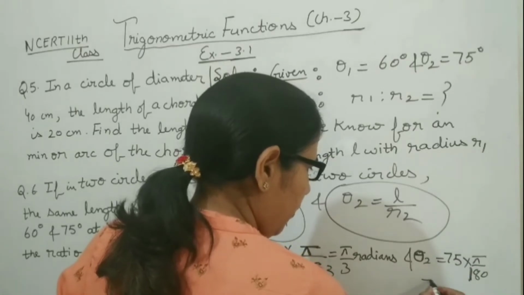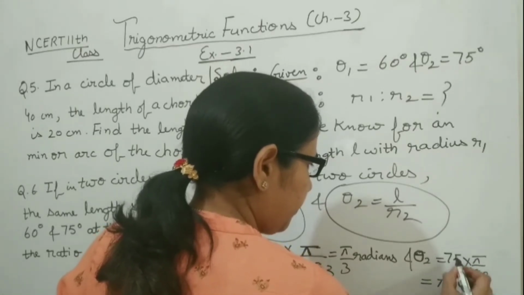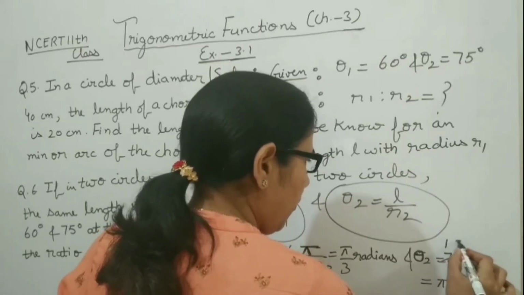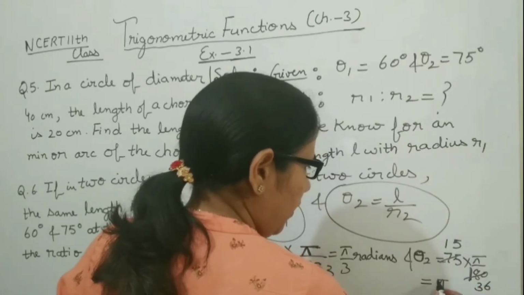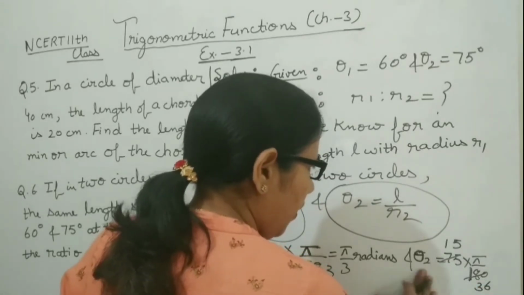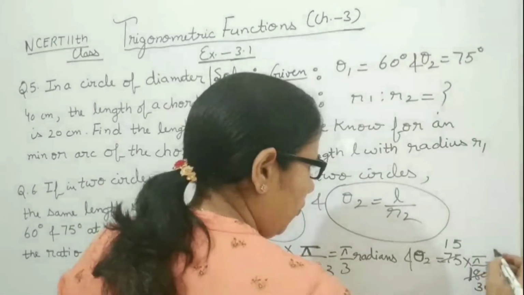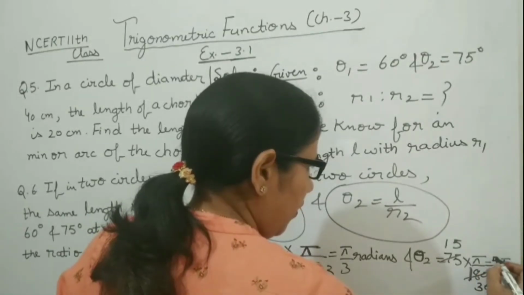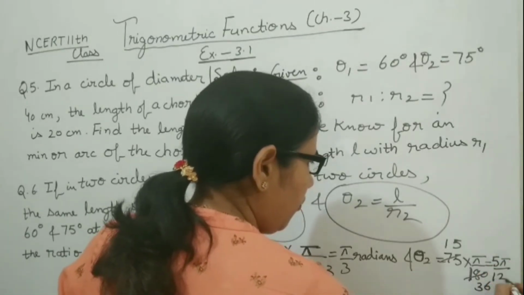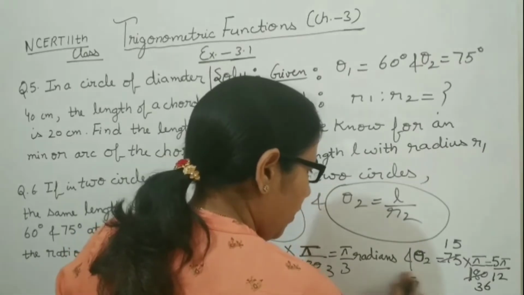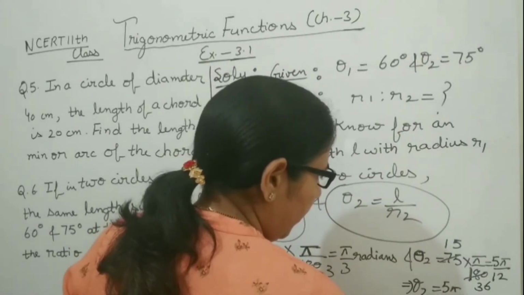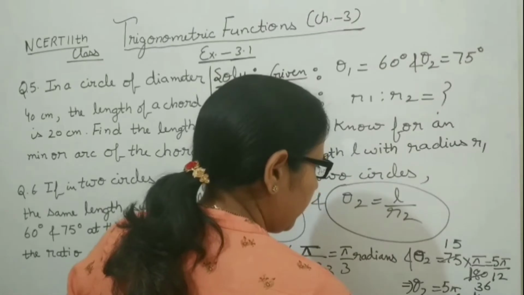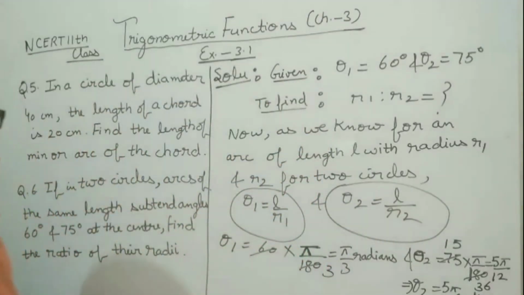And this comes out to be: 5 ones are 5, 5 fives are 25, 5 threes are 15, and 5 sixes are 30. So 15 pi, and again we cancel it: 3 fives are 15, and in the denominator 12. So theta 2 is 5 pi over 12 radians. So here we convert theta 1 and theta 2 into radians.